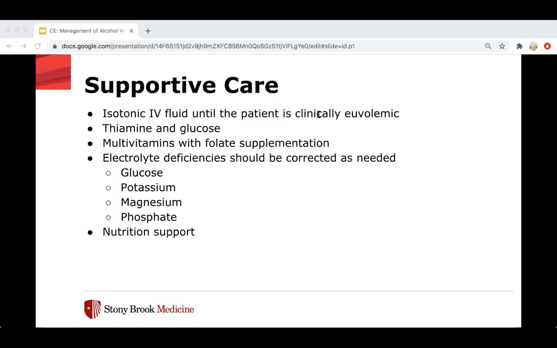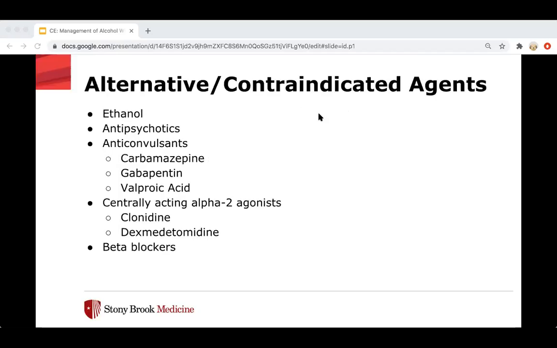So again, just to drive home the point, a lot of these patients are malnourished, but they also have high metabolic needs due to the excited autonomic state that they're in. So nutrition support is super important for these patients as well.